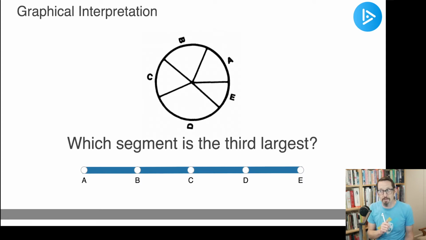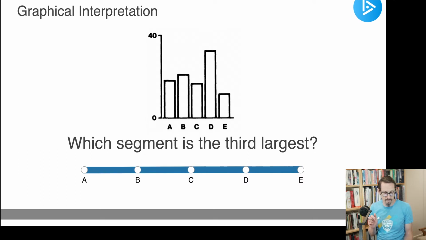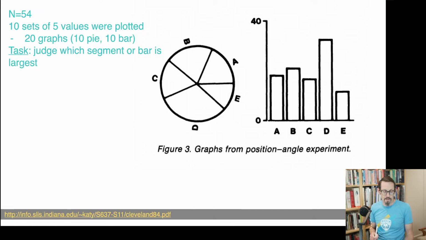As you might guess, pie charts seem to find it's not really a great thing to ask with a chart like this. It's quite hard to see by eye. Now, with a bar chart, which segment is the third largest? As you've probably figured out, this is a relatively easy task with a bar chart. So here's a little study that shows you exactly that.